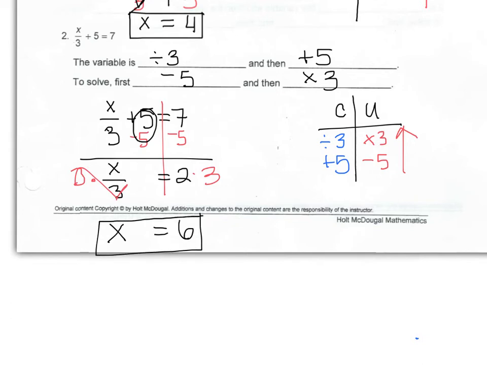Quick mental math check. Plug 6 back into your original equation. 6 divided by 3 is 2, plus 5 is 7. Winner, winner, chicken dinner.